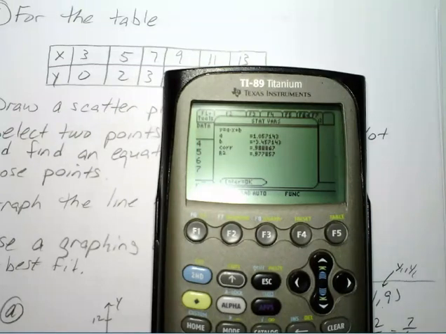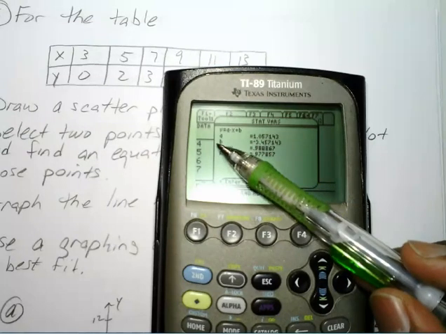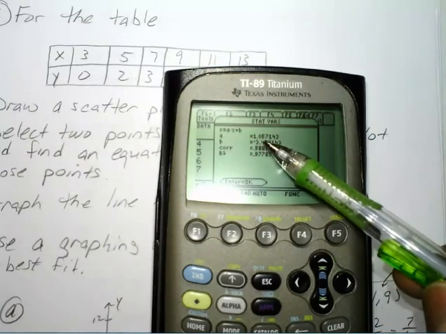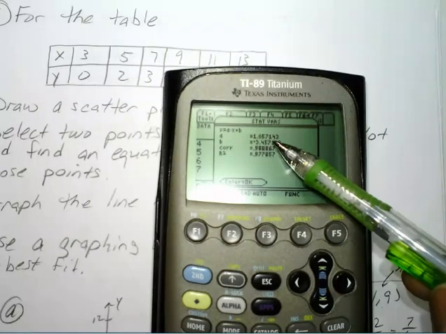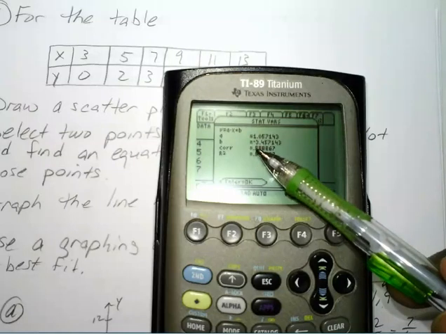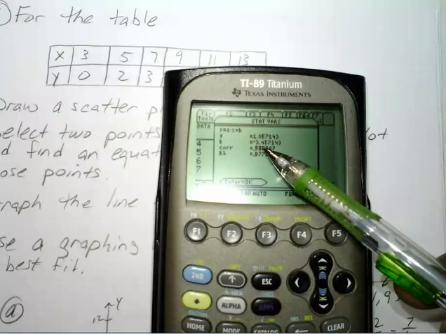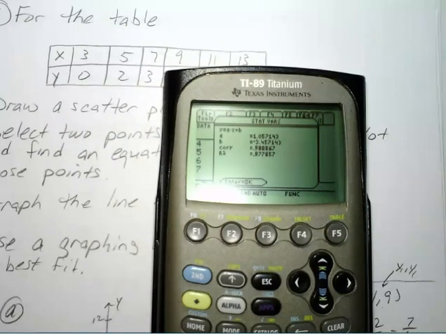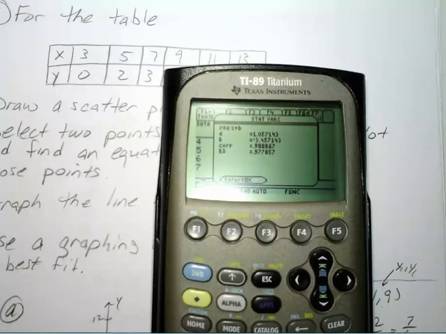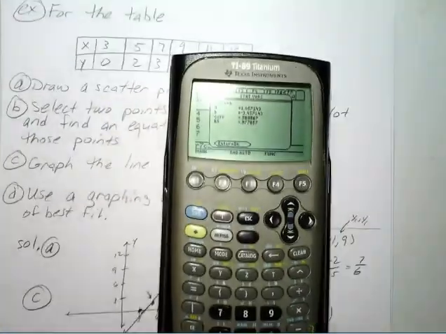Okay, so you can see here where it says y equals ax plus b, your a is 1.057143. Okay, so that's your slope. Your b is negative 3.457143, so that's your y-intercept. Okay, so we have everything we need here to have our equation. So let me move the camera back up.